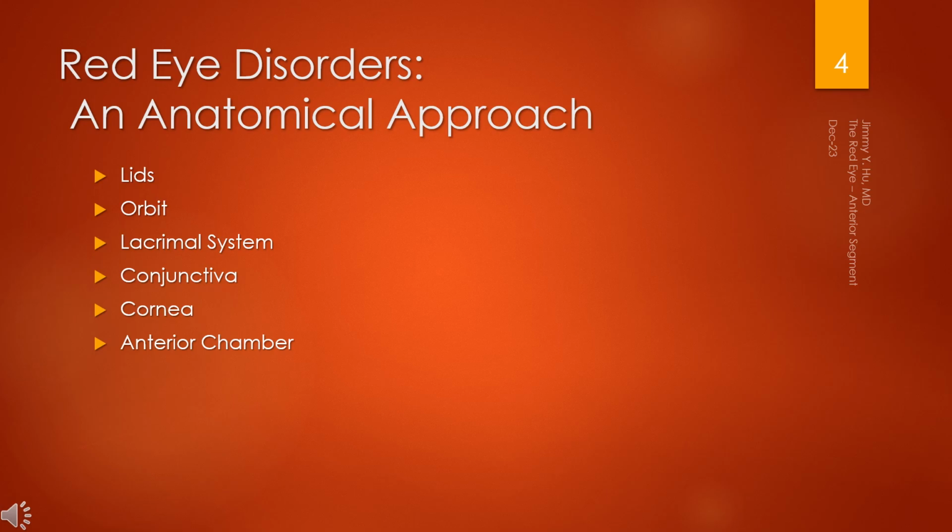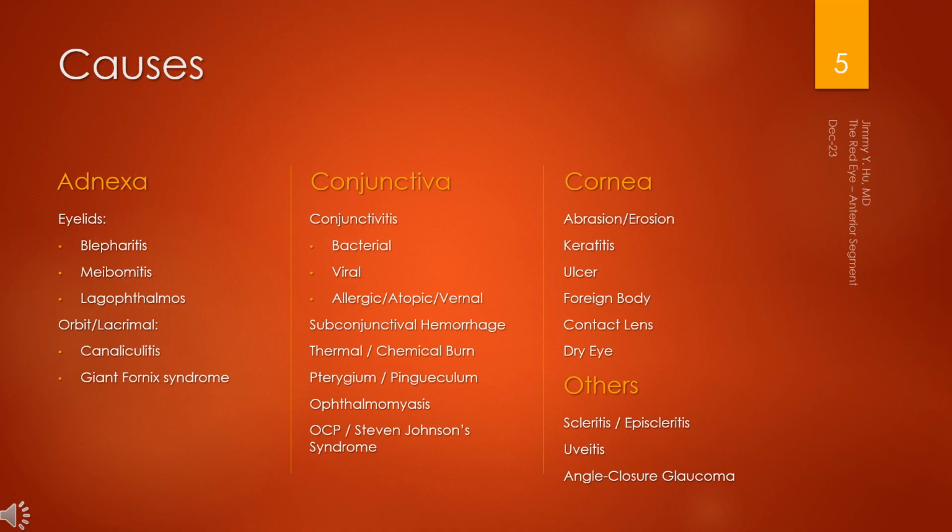When evaluating an eye, it's always important to have a system. We typically go outside in. We're looking at the eyelids, the orbit, then the puncta and tear ducts, then the conjunctiva, the cornea, and finally the anterior chamber.